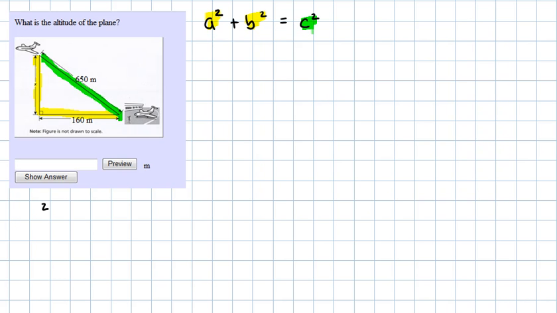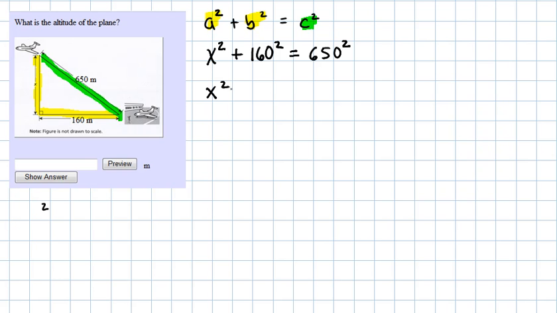So all we really have to do on this one is write down the Pythagorean theorem, a squared plus b squared equals c squared, and we're just going to fill in these amounts. Now the one leg we don't know, it's x, so I'm going to replace the a with an x because that's what my drawing has. The other leg is 160, so we've got 160. Now we have to square that, and that should be equal to the square of the hypotenuse, which is 650 squared. We're going to have some huge numbers in this one.